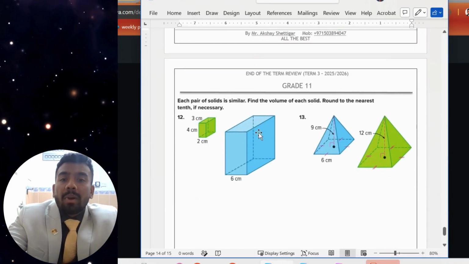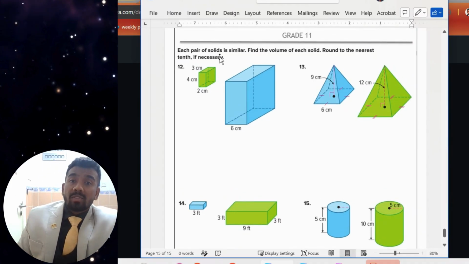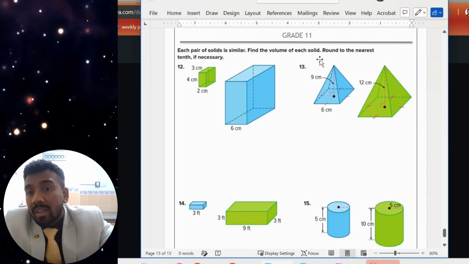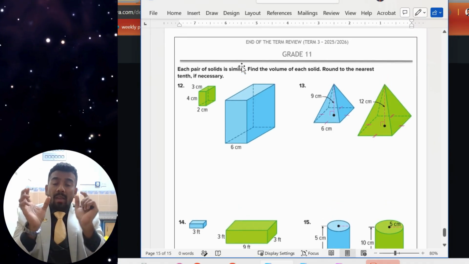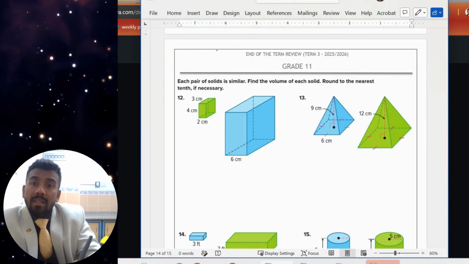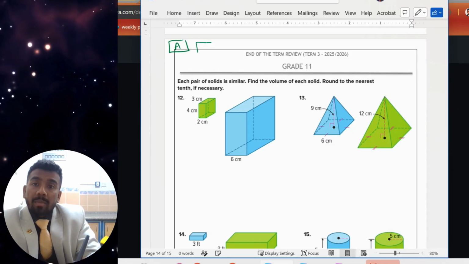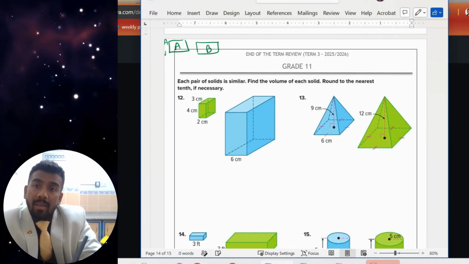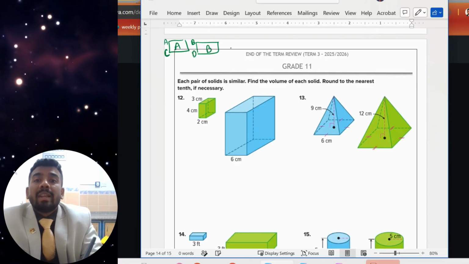Now let's go to the next part where they talk about volume. Each pair of solids is similar. Find the volume of each solid. Round to the nearest tenth if necessary. Now same, if the figures are similar, what can you say about their volume? Suppose there is a figure A and there is a figure B, and if I take a side, like suppose it is AC, and this side is BD. What can I say about their volume?